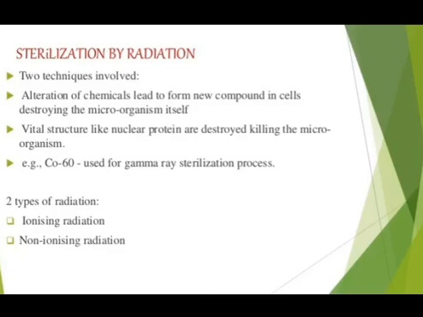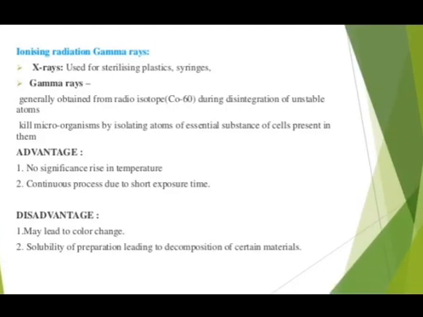Here we can look at the two types of radiation: ionizing radiation and non-ionizing radiation. In ionizing radiation, we use gamma rays especially. X-rays are used for sterilizing plastics and syringes, while gamma rays are generally obtained from radioisotopes like cobalt-60 during the disintegration of unstable atoms. They kill the microorganism by ionizing atoms of the essential substances of the cell present in them.